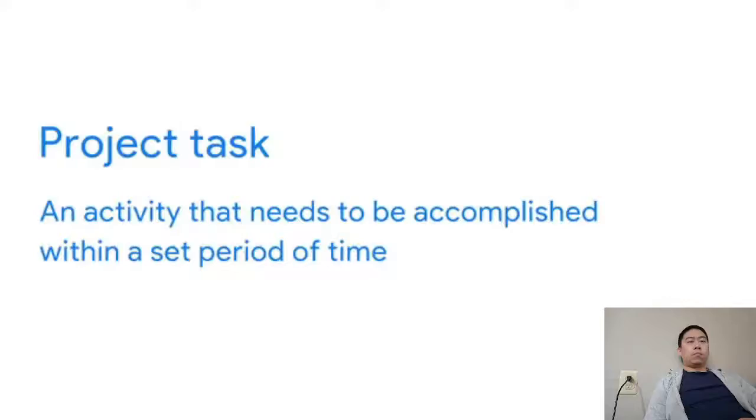Let's discuss how milestones differ from project tasks. A project task is an activity that needs to be accomplished within a set period of time. The work of a project is broken down into many different tasks. In order to reach a milestone, you and your team must complete multiple tasks. For example, if a milestone is completing the first draft of a report, the tasks required to get to that milestone might include hiring a writer, conducting research, and drafting different sections of the report.